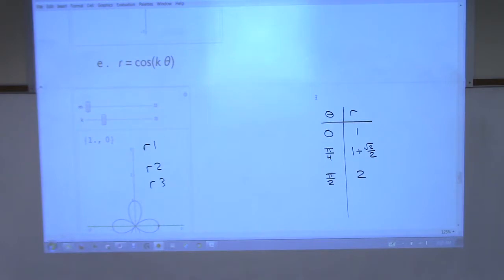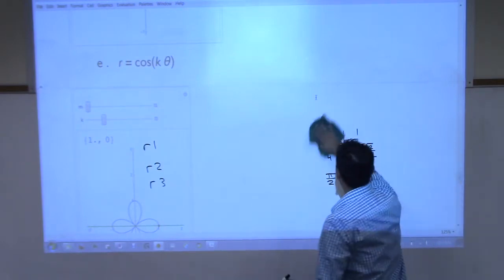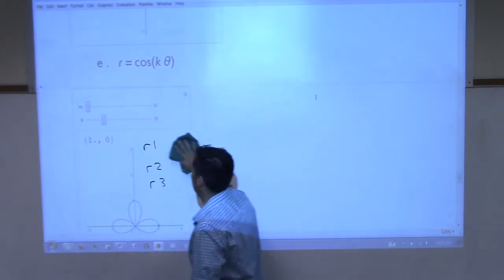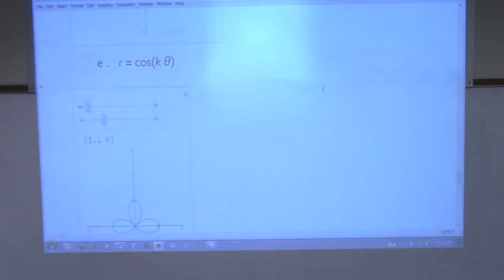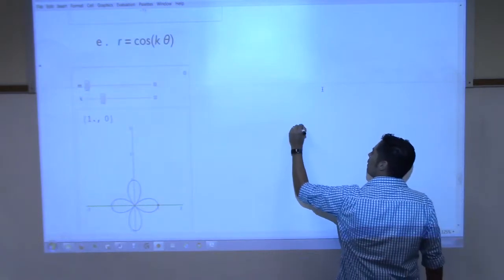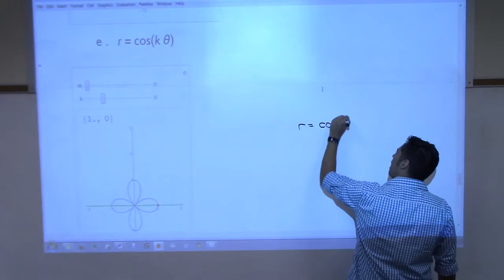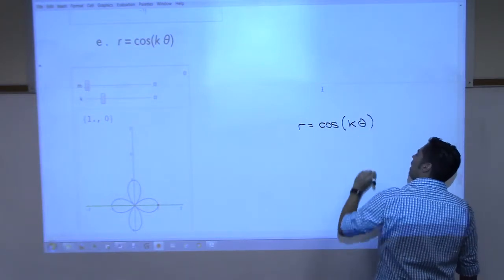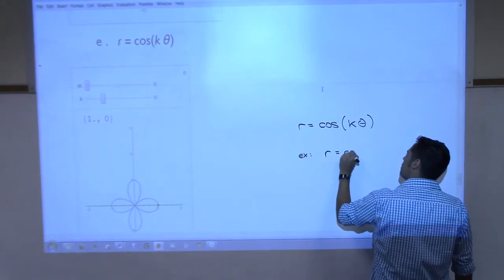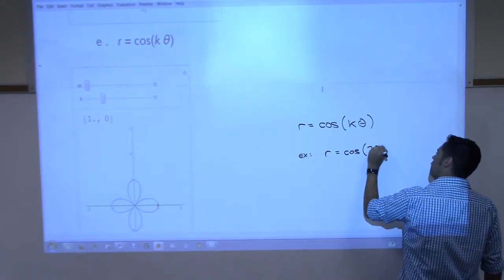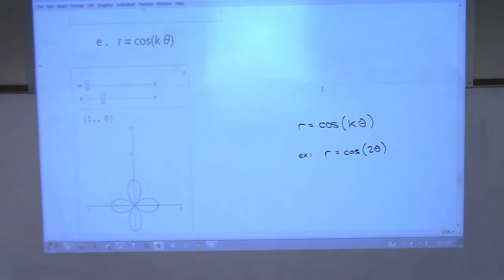All right, this next one is interesting. I'm not going to do a table for this one. It's r equals cosine of k theta. And let's just look, as our first example, at r equals cosine of 2 theta. I believe I already have that set right there. Yeah, that's cosine 2 theta.